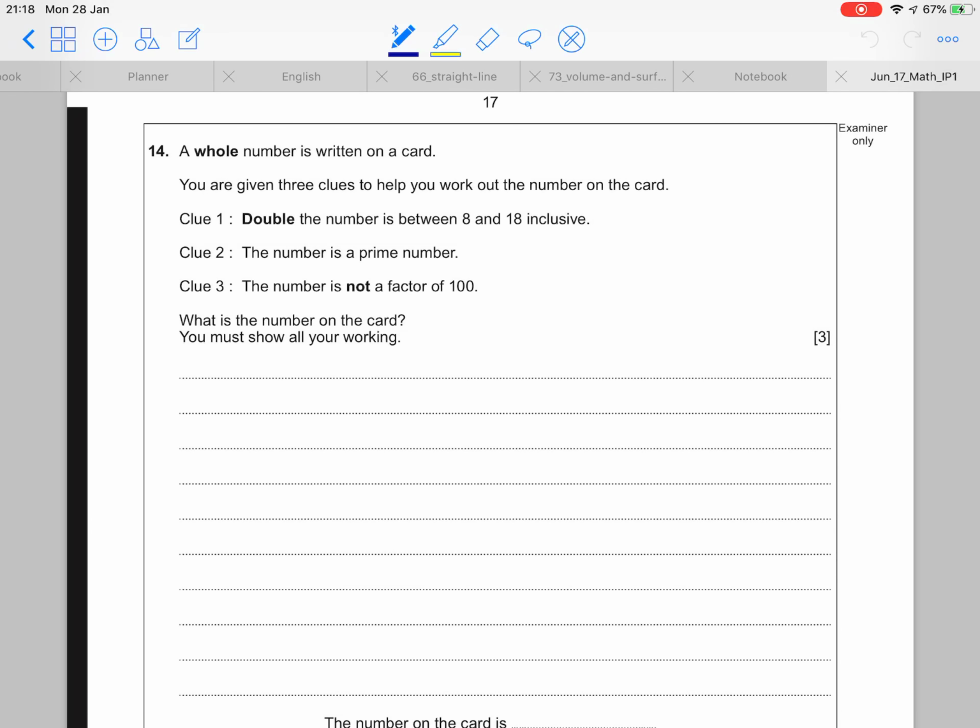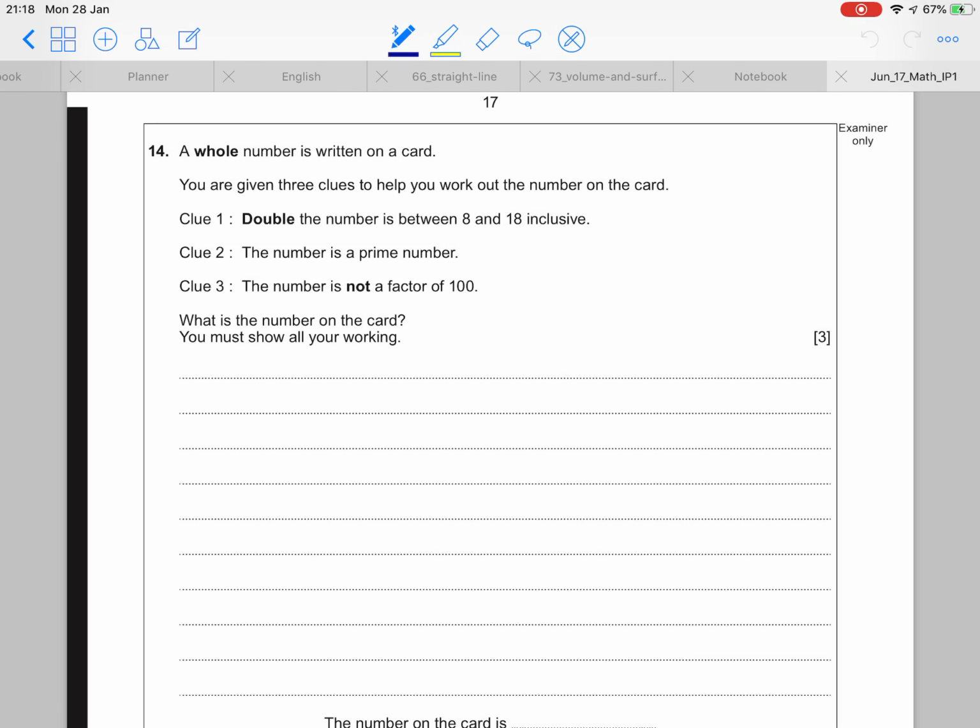Question 14. When you're given a question built around clues like this, you do need to have a look at all 3 clues, because to get the 3 marks you don't have to have done everything. If you've just done clue 1 and clue 2 to the best of your knowledge, you may have got 1 or 2 of the marks before you leave the question. Don't give up. Try every individual part. Think of the clues a bit like bullet points. Work through them one at a time.